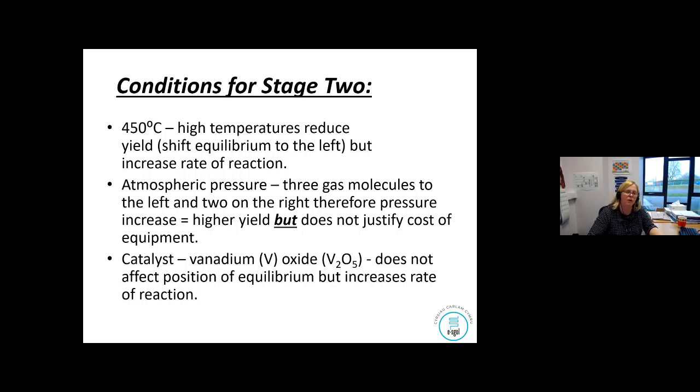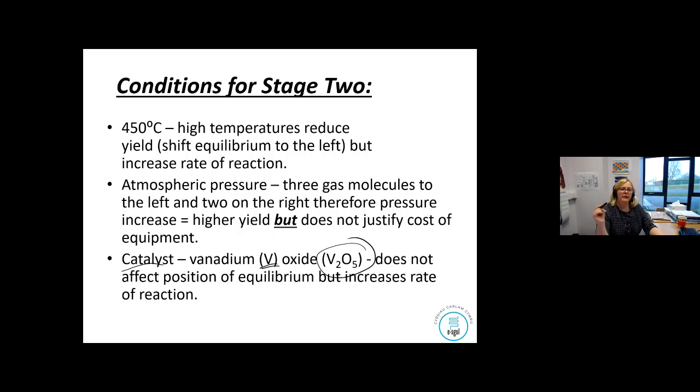And as was the case for Haber, you're going to have a catalyst, and in this case, the catalyst is this compound here. It's called vanadium(V) oxide. I would simply learn the formula, or if you're more comfortable learning the name, then vanadium(V) oxide, but be careful, okay? It should be a V in there, especially for higher tier pupils, or vanadium oxide.